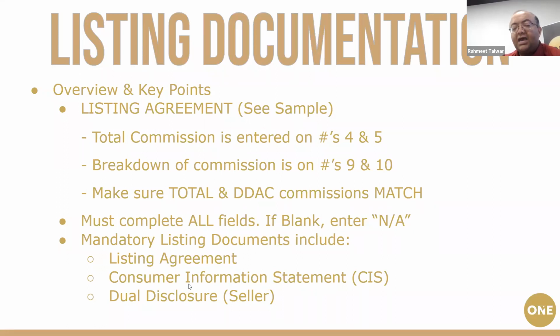Again, the listing agreement, the CIS, and the dual agency form are the minimum. Those are the items that are required. If you have a seller disclosure, lead paint, septic, those are buyer forms because they still have to be signed by the buyer. So those don't go on Sky Slope under the listing documentation. They go on the buying side. We can go over that more in depth in the Sky Slope training.